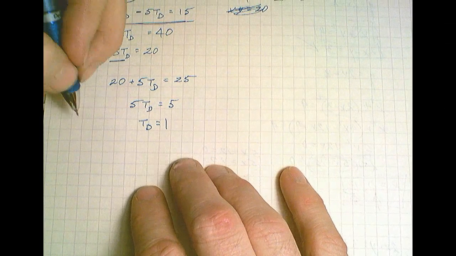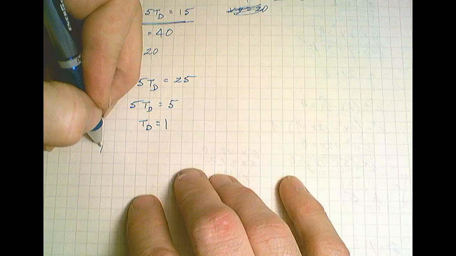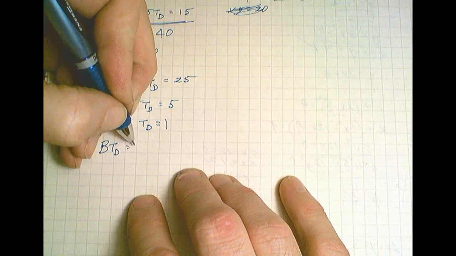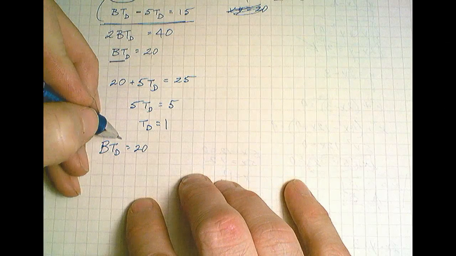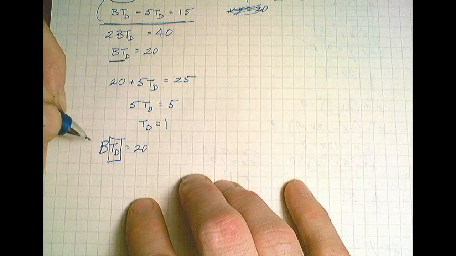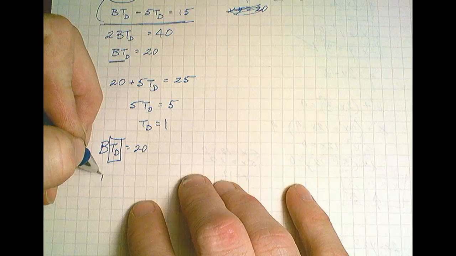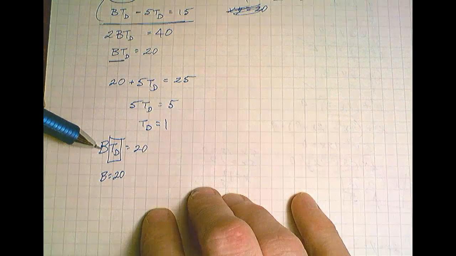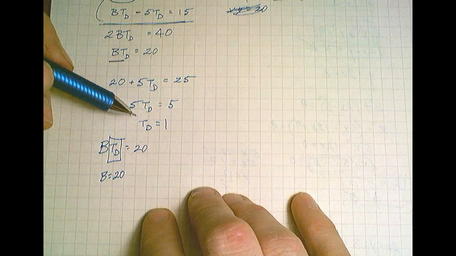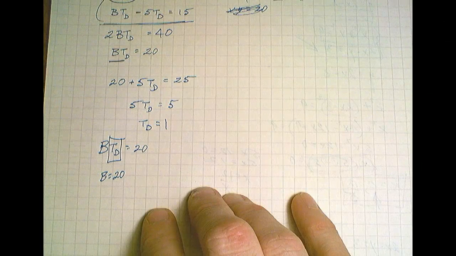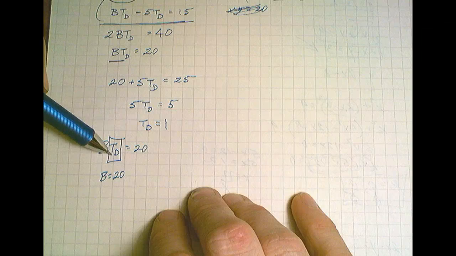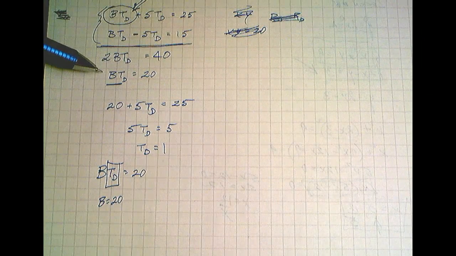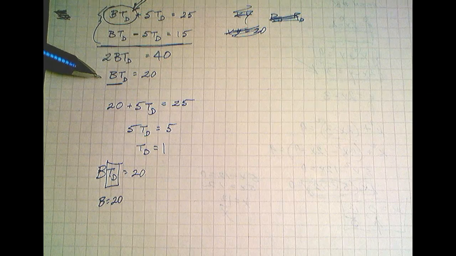Out of my BT, and I know that BT equals 20, and I know that this is 1, that means my B has to be 20, because 20 times 1 gives me 20. So I just found both my variables there, my B and my T, and then I knew from way up here that when I multiplied them I'd get 20.